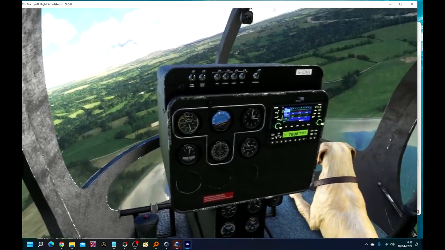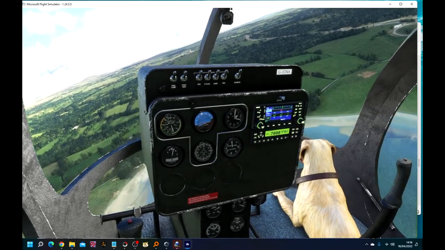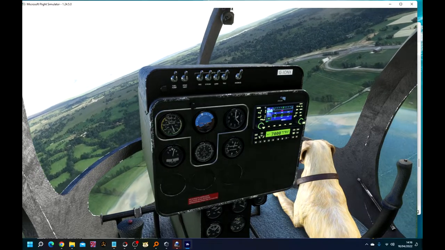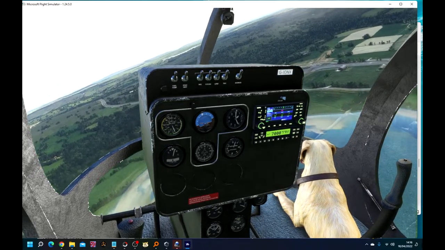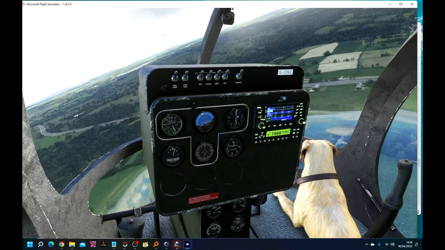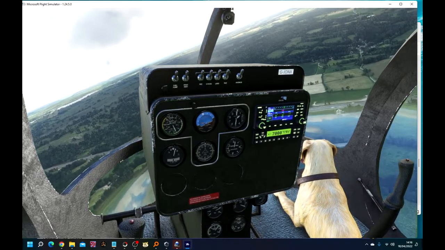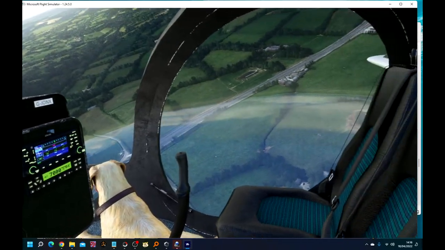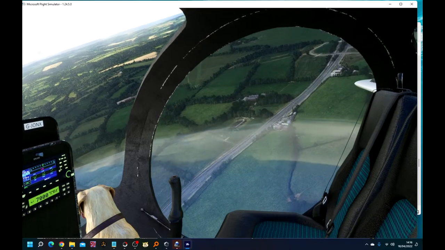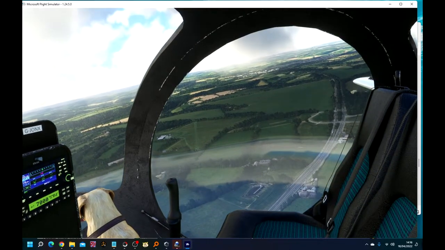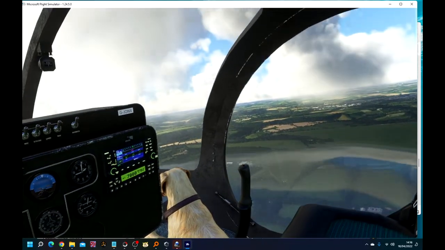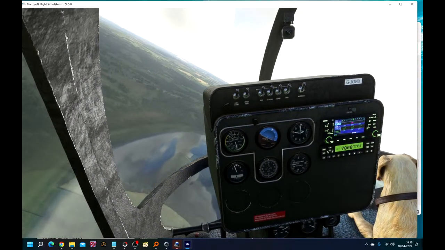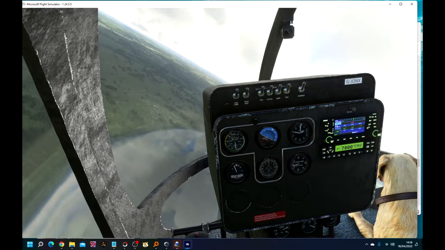So, let me swing round and show you the airfield. That's the A30, the main road that goes all the way down to Land's End, and out to London. It's the airfield. Not going to fly very far, just a mile or two on the A30 towards Bodmin Moor.